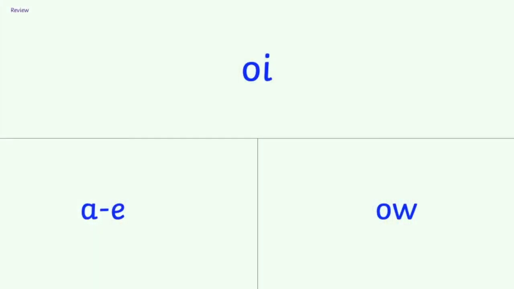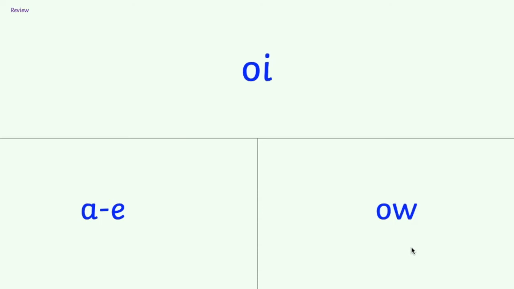We're looking at the sound today and we're focusing on writing. Ready to go? Let's get started. Here's our starting activity for writing. You've got 3 digraphs on the screen. You've got the OI spelling, which makes the OI sound. You've got an AE split digraph, which makes the A sound, and you've got an OW, which can make the O or the OW sound.